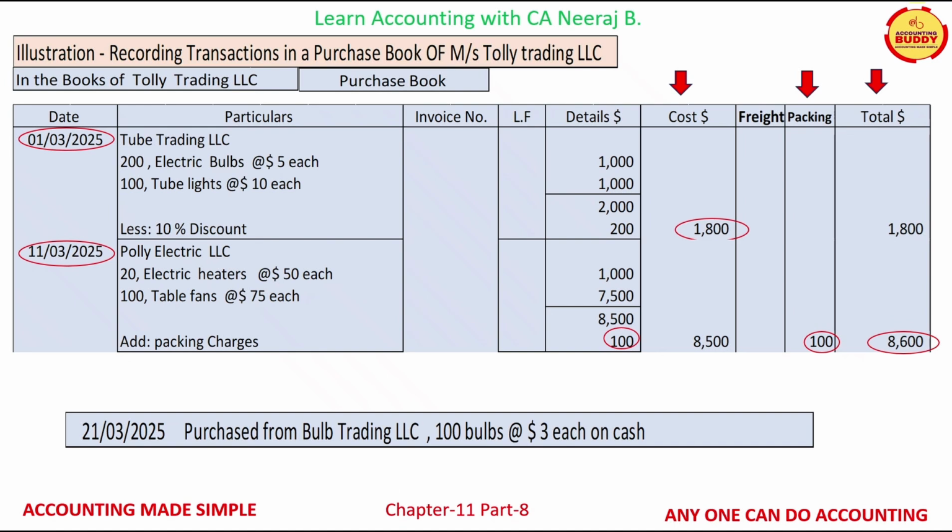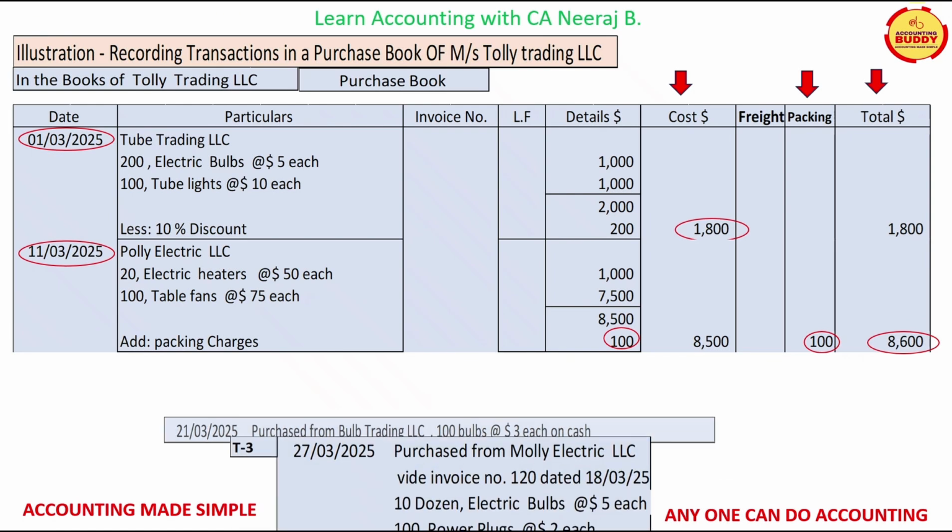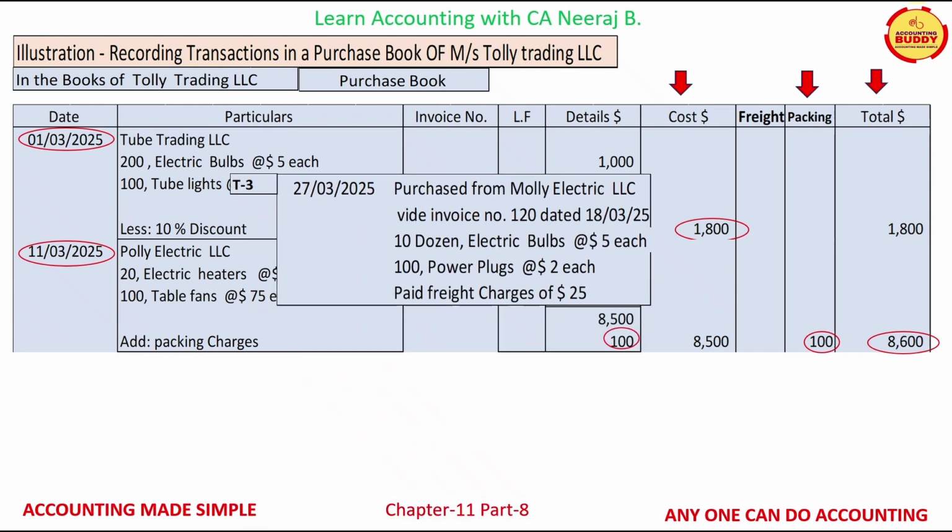On 21st of March 25, Tolly Trading LLC bought 100 bulbs at $3 each from Bulb Trading LLC on cash. Since this is a cash transaction, it will not be recorded in the purchase books. On 27th of March 25, Tolly Trading bought 10 dozens of electrical bulbs at $5 each and also bought 100 power plugs at $2 each from Molly Electric LLC. The supplier also charged $25 as freight charges for the transaction.